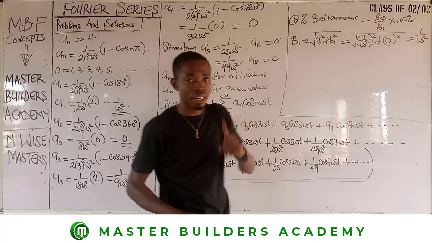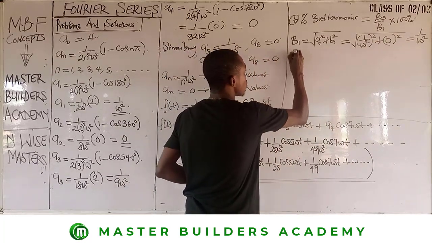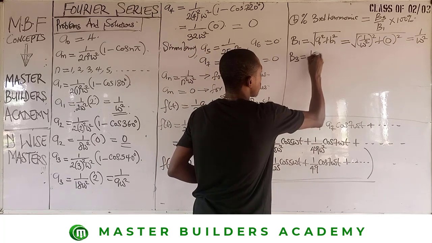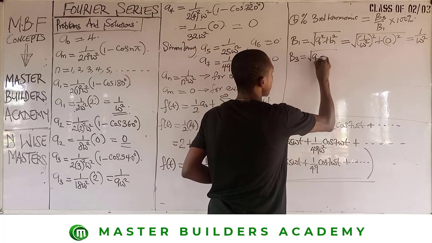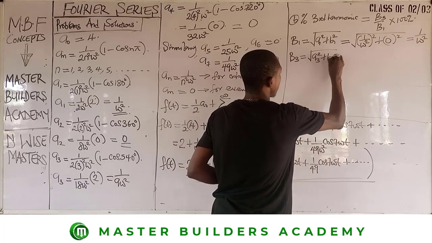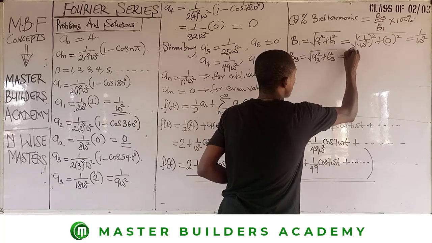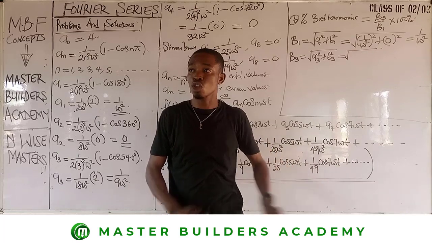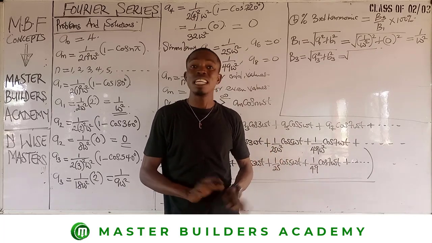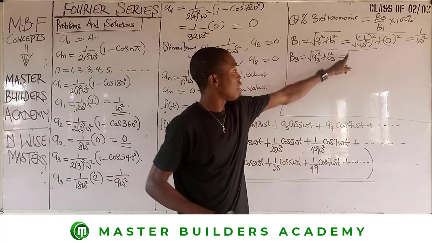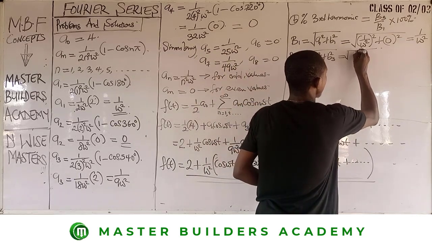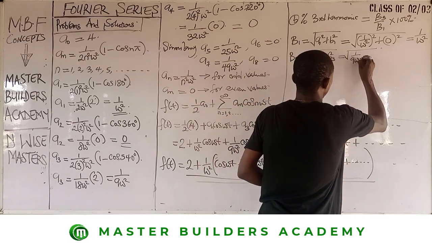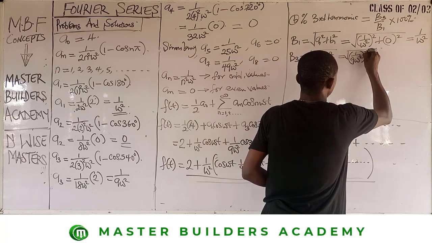And in obtaining B3, we understand that the equation will also go this way. B3 is equal to the square root of A3 squared plus b3 squared. Understand again that small letter b3 is equal to 0. But I have A3. And our A3 is 1 all over 9 omega squared, all squared.